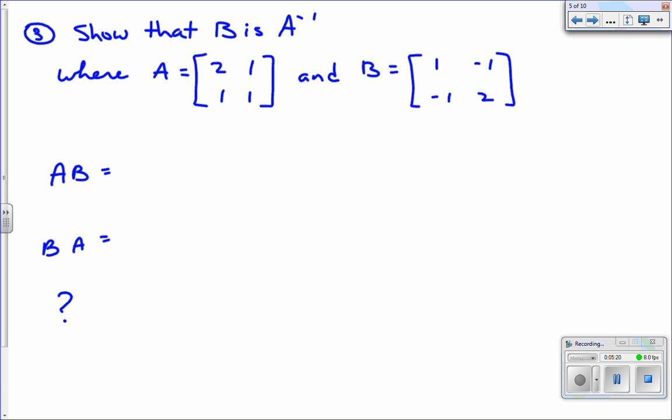Here's one for you to try. Show that B is A's inverse, where A is 2, 1, 1, 1, and B is 1, negative 1, negative 1, 2. Test those out yourself by multiplying, and I will tell you that yes, they are. B is the inverse of A. So you should get 1, 0, 0, 1 when you multiply these together. Remember to use the row by column method.